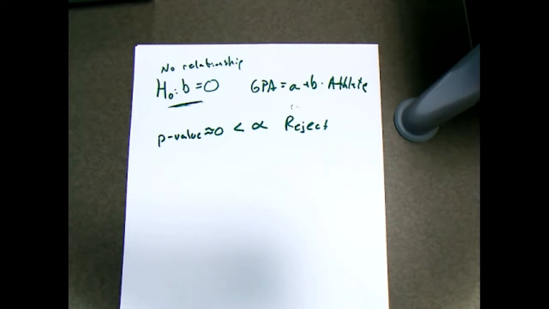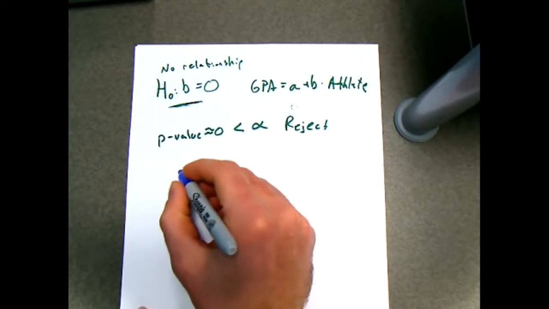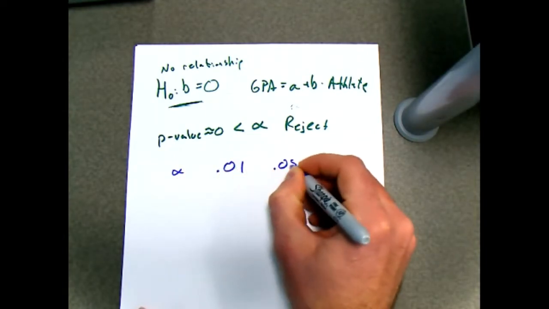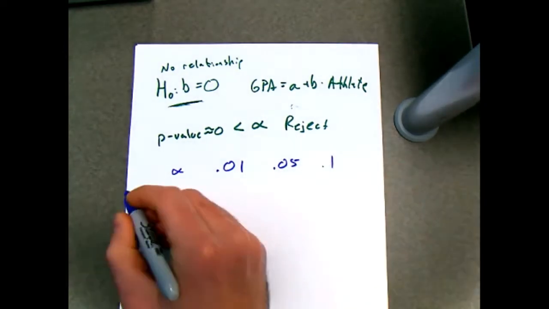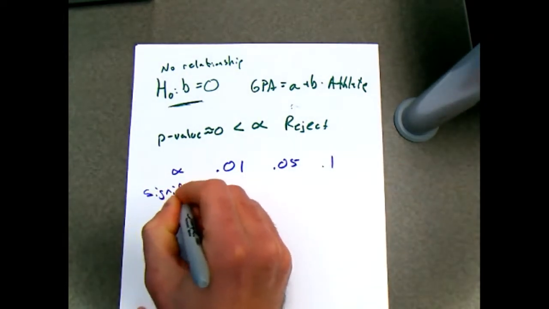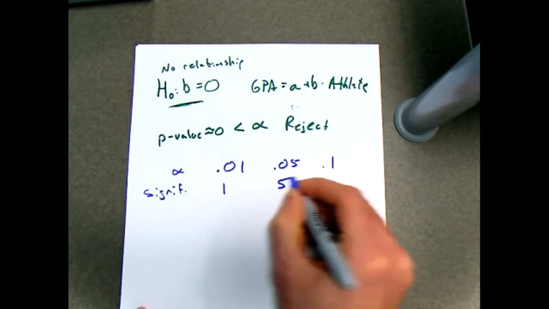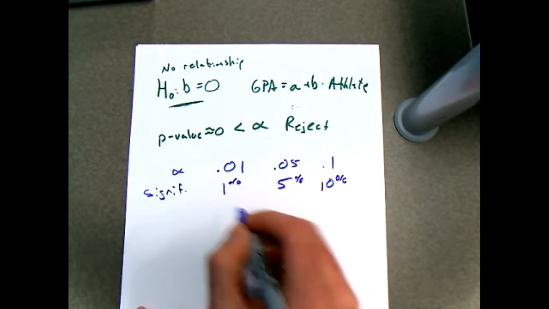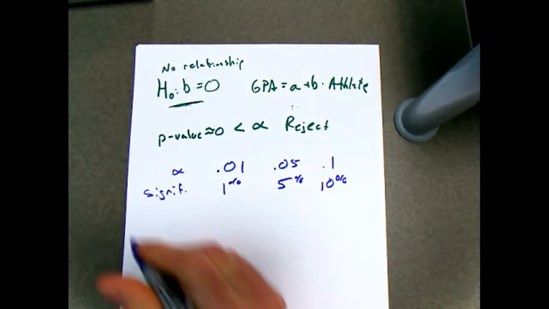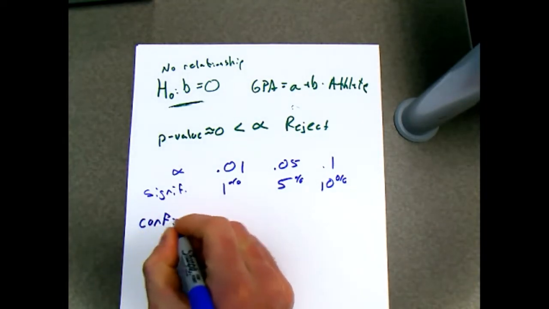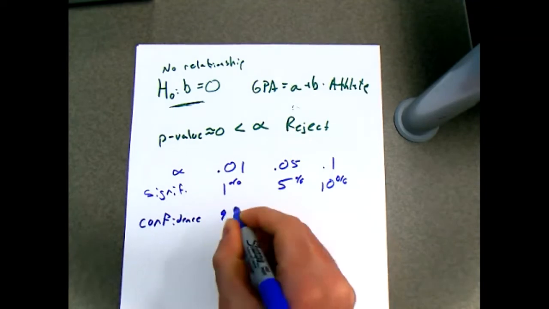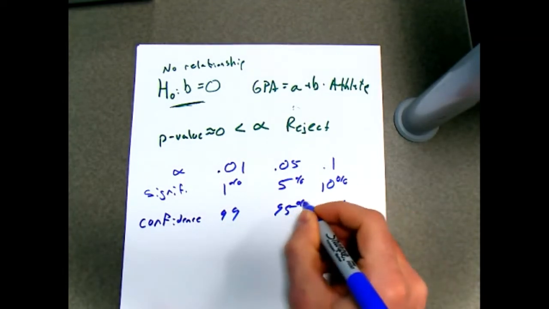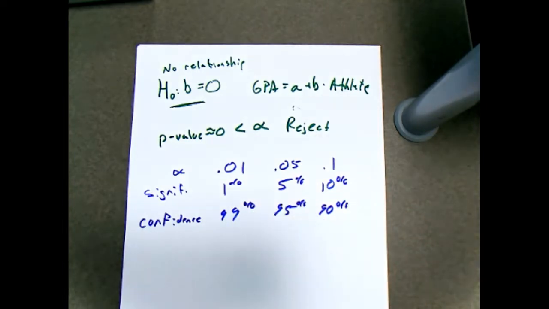All right, so we speak a little bit differently when it comes to linear regression. You can think about my alphas, like 0.01, 0.05, and 0.1. The significance levels would be 1, 5, and 10%. That's typically how coefficients are discussed. They have corresponding confidence levels, 99, 95, and 90, but we generally don't say that when we're talking about slope estimates.